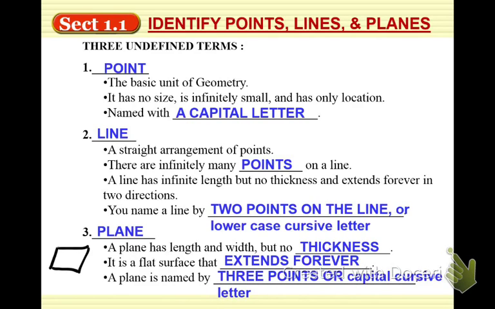But 3 points, or what you can't see there is a capital script letter. So maybe this might be called plane M. Okay, we could do that. Or if we had 3 points, say A, B, C, then we can also call this simply plane ABC. Okay? Plane ABC or plane M. Either one is fine.